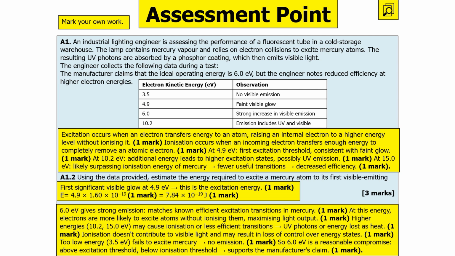Now the higher energies may cause ionization or less efficient transitions, so you might get UV photons or energy lost as heat. Ionization doesn't contribute to visible light, and it may result in a loss of control over the energy states. Too low an energy, like 3.5 eV, fails to excite the mercury, so there's no emission at all. So 6 eV is a reasonable compromise. It's above the excitation threshold, but below the ionization threshold. So the manufacturer's claim is correct.